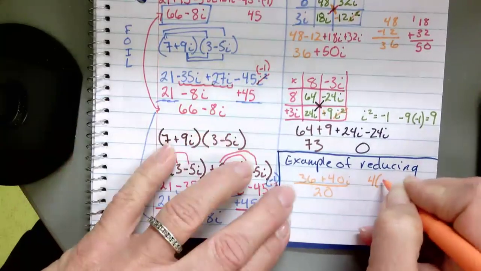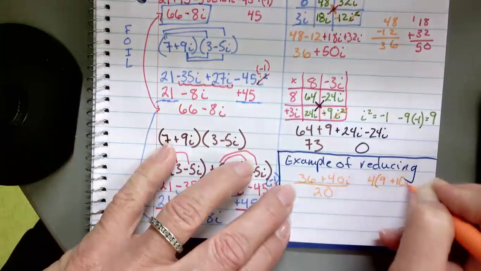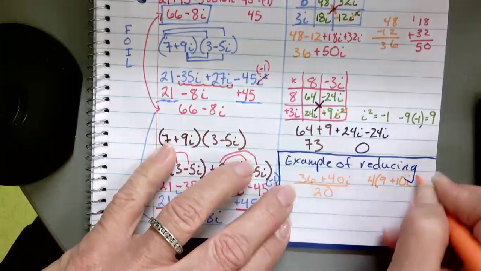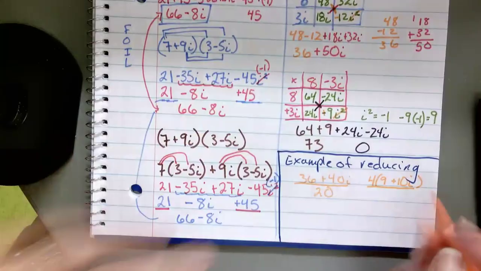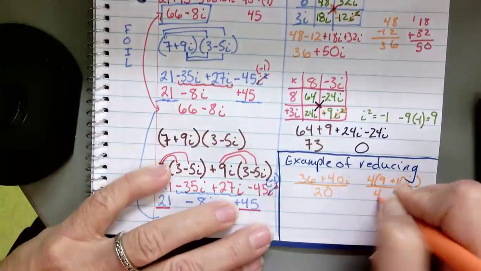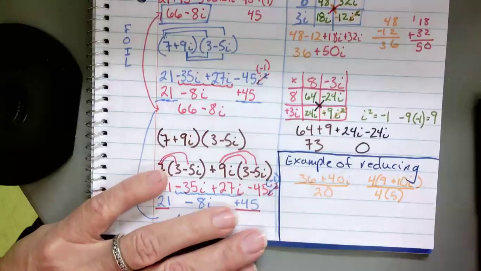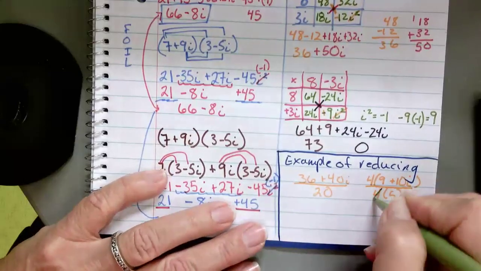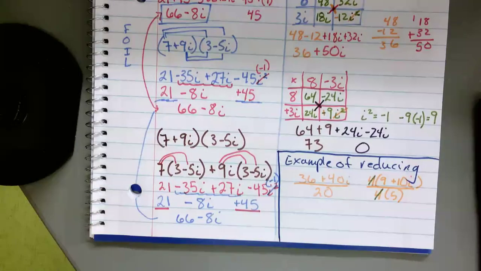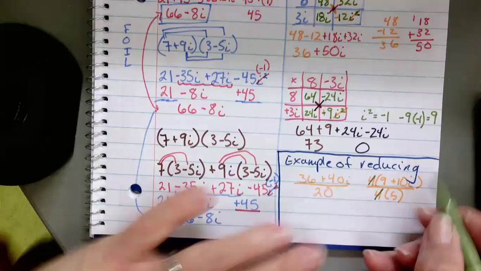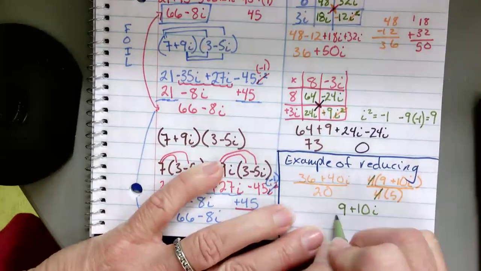4 times 9 is 36. 4 times 10i is 40i all over. And then you can just write 20, but you could also write 4 times 5 if that helps you see that we are reducing the 4 over 4, because 4 over 4 equals 1. And that would leave us with an answer of 9 plus 10i all over 5.